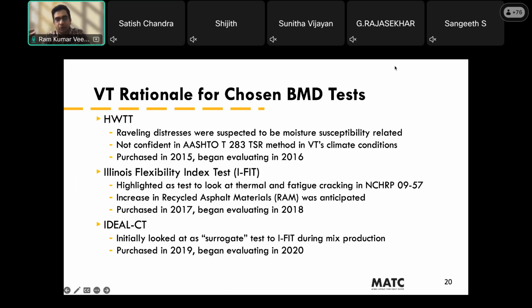So Vermont started looking into another test, a surrogate test, to supplement this Illinois flexibility test. And that was the indirect tension cracking test, which they recently purchased in 2019 and began evaluating in 2020. They found good success with the Illinois flexibility test, and they wanted to use the IDEAL-CT because of its simplicity and cost-effective nature. They started using IDEAL-CT as a surrogate test.